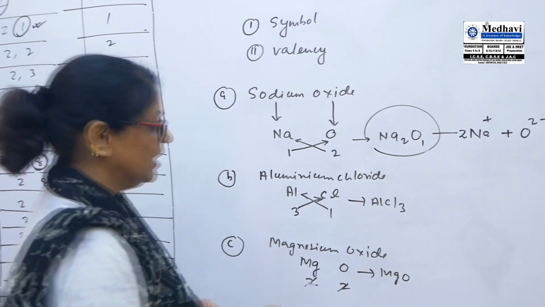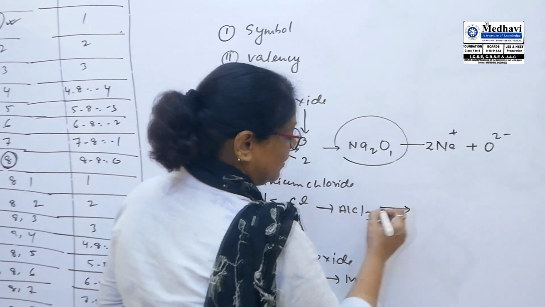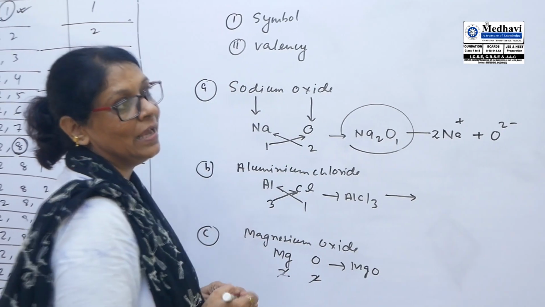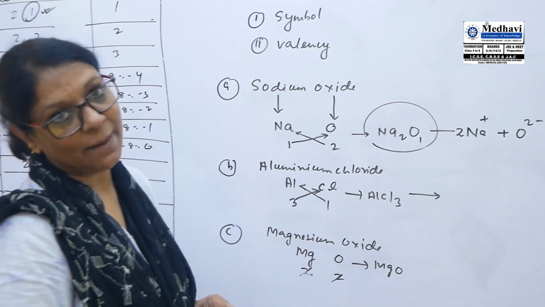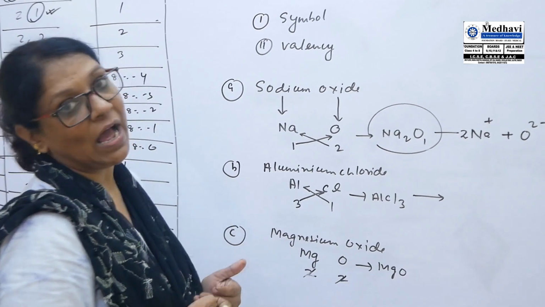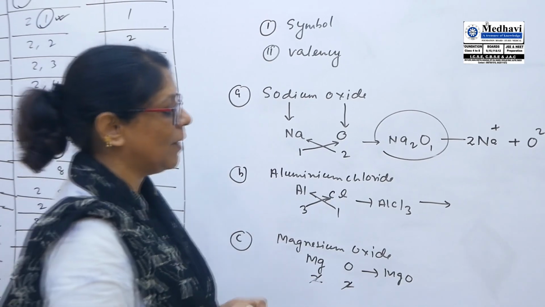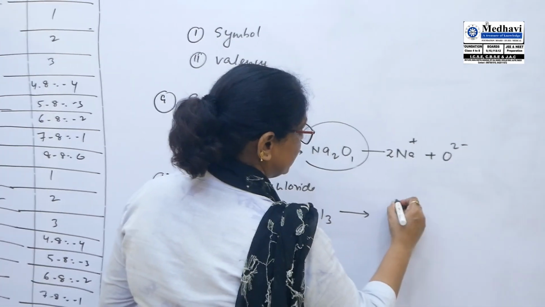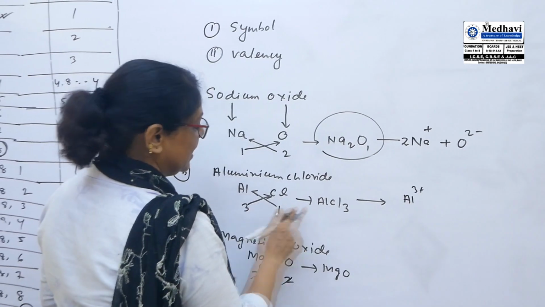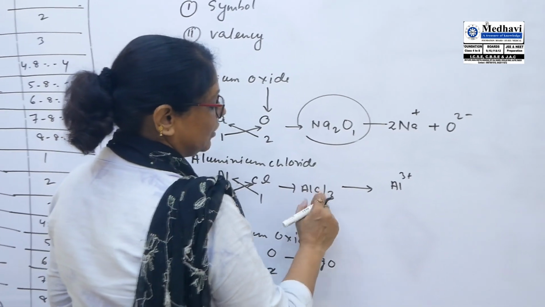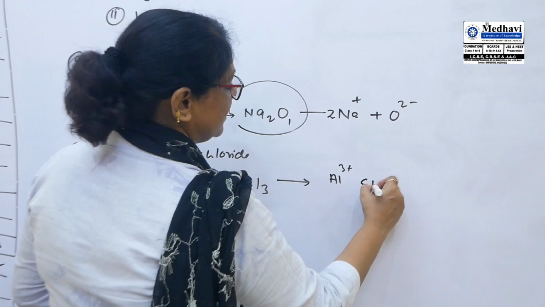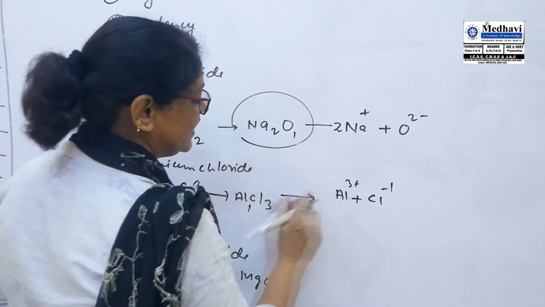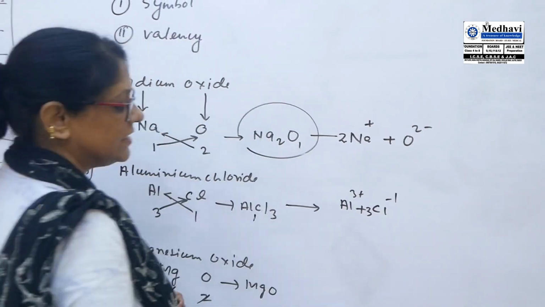Very important part. Suppose you want to break aluminum chloride. This part we will study in higher classes in the electrolysis chapters, where we ionize or dissociate a given compound. Here aluminum chloride will break. It is Al3+ because this valency is for aluminum, and chlorine's is 1. For Cl we write minus 1, and as 3 Cl are there, we write 3Cl minus.